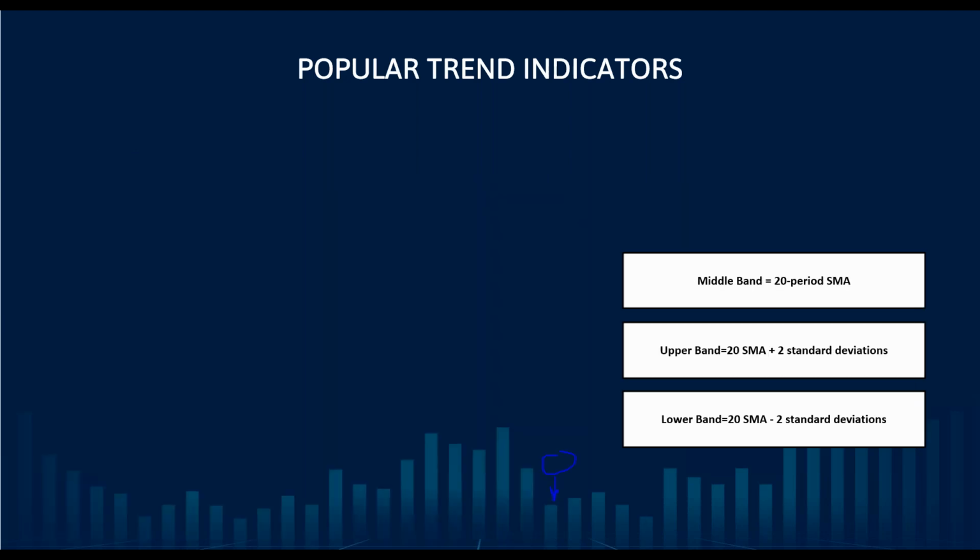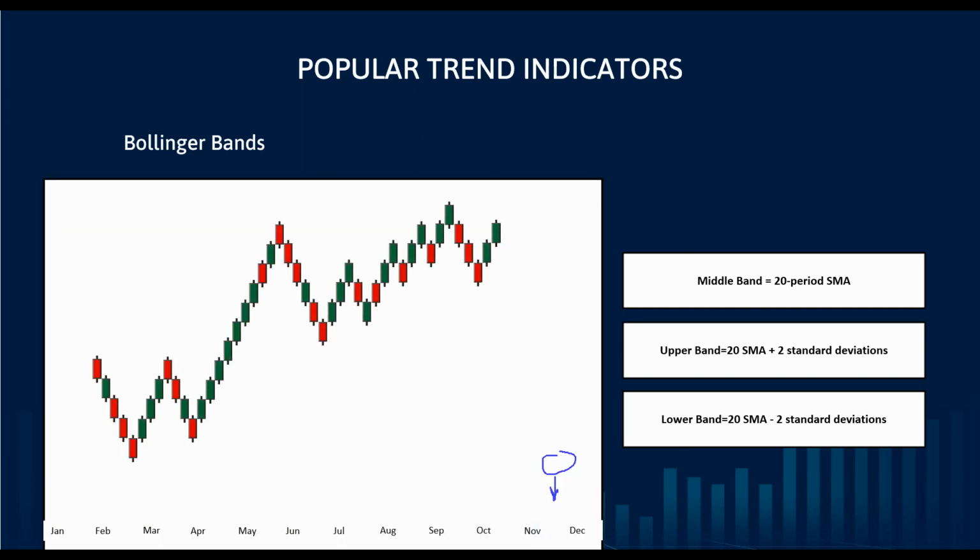Okay, so let's go to the next one, Bollinger Band. Bollinger Band is really a volatility and trend indicator that shows you guys the volatility and trend in the market. It looks like a very nice envelope.